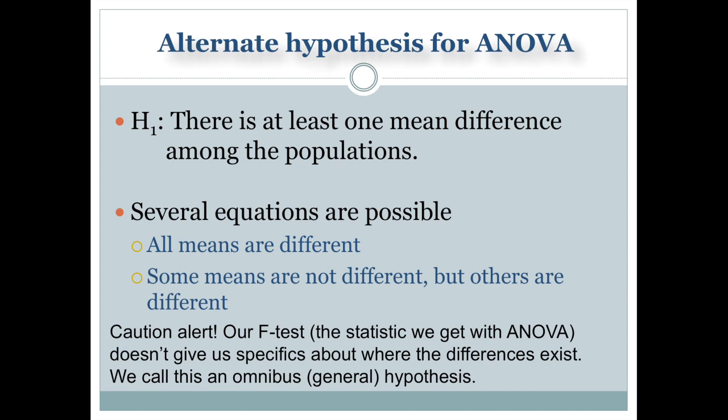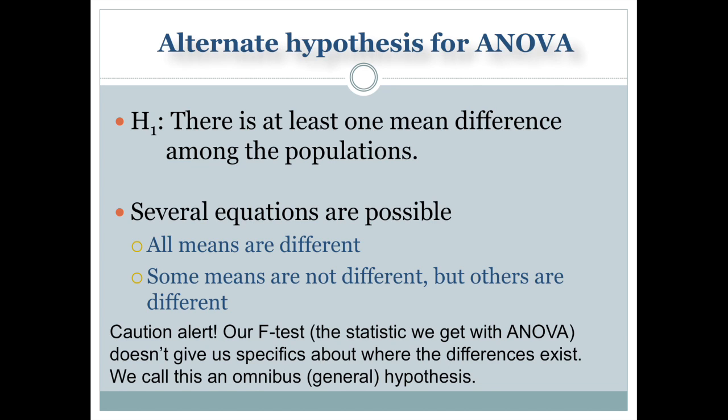Alternative hypothesis, well, you have a couple different ways you can say it. One, that there's at least one mean difference among the populations that's different. Or, all the means could be different. Or, some means are different, but others are not.